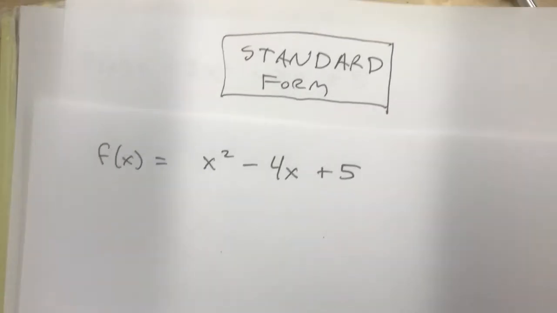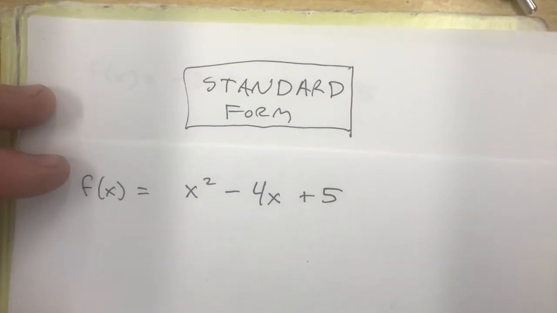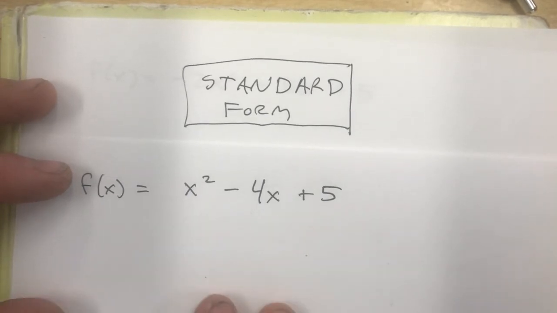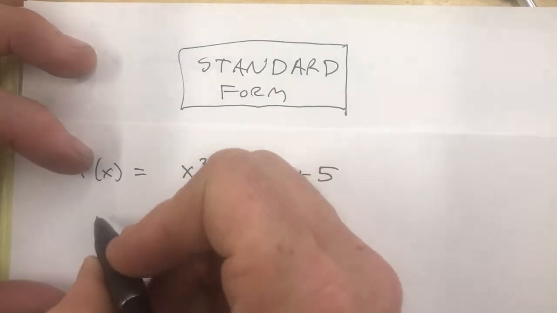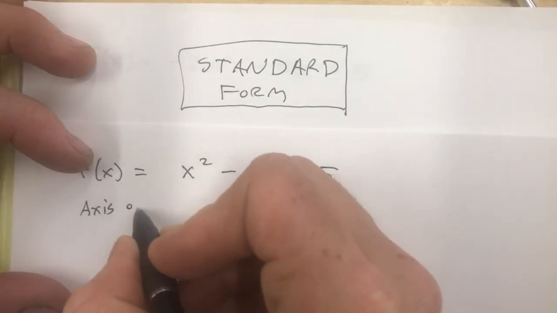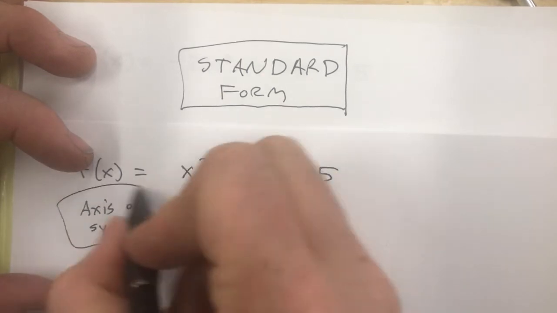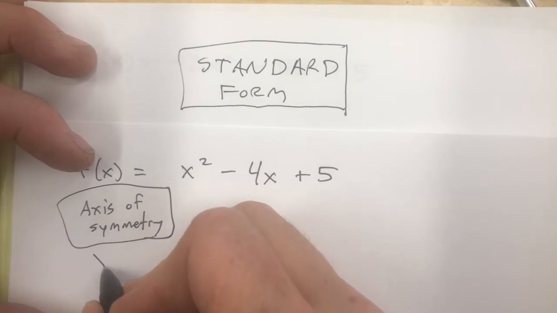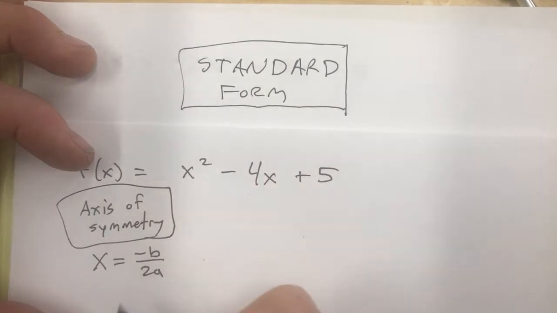Now, let's look at some in standard form. Here's a standard form one. Now, finding the vertex on it is a little bit harder, or not really hard, just takes a little bit more time. You have to do this right here. You have to find the axis of symmetry. Okay? The axis of symmetry is this right here. X equals -b over 2a.